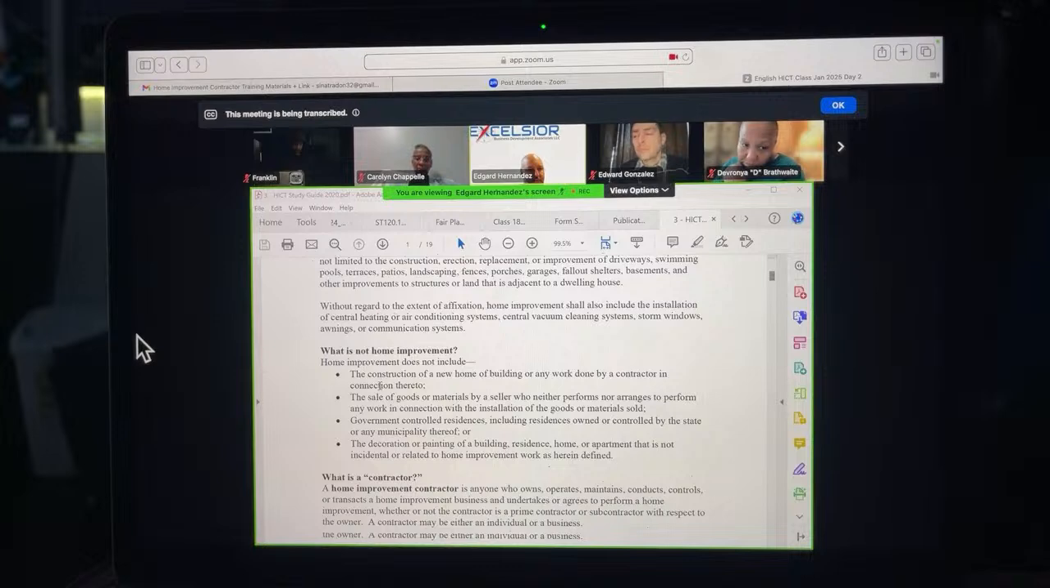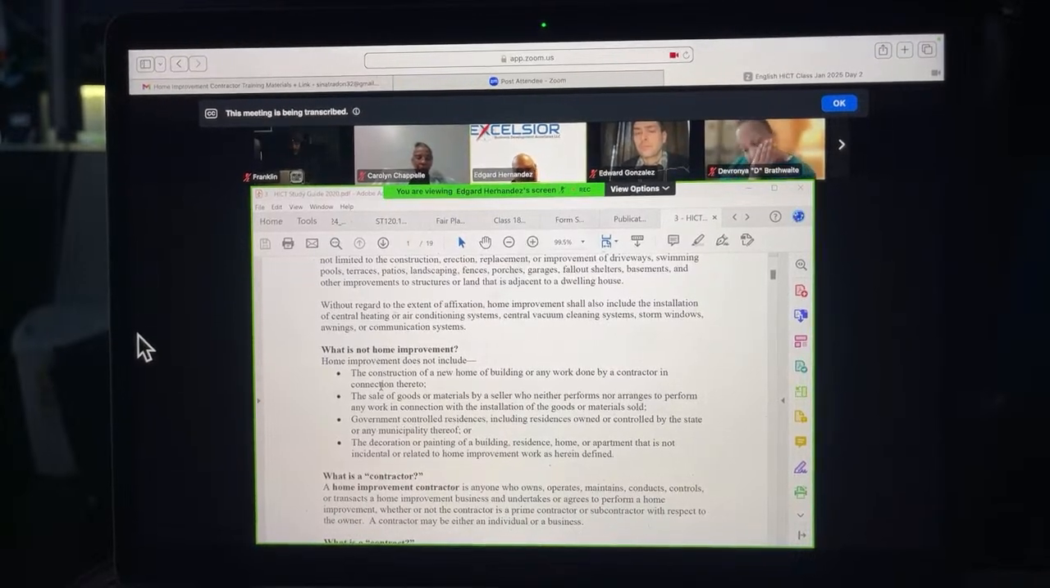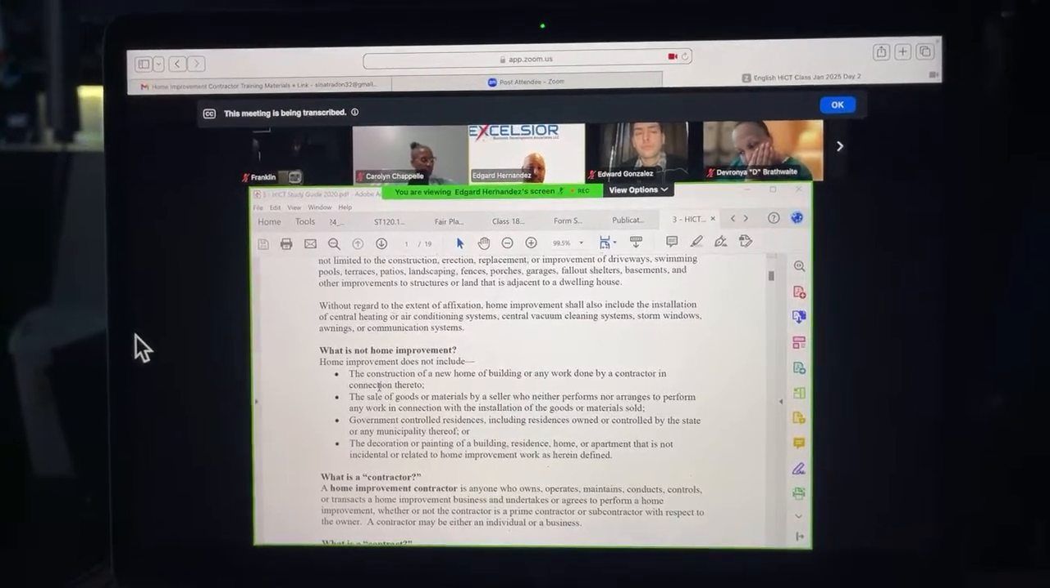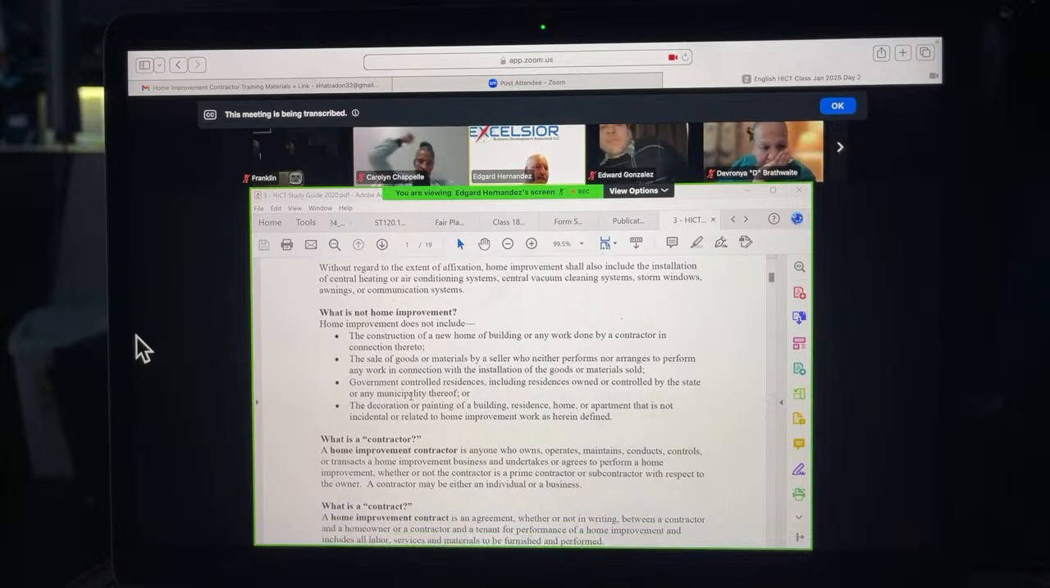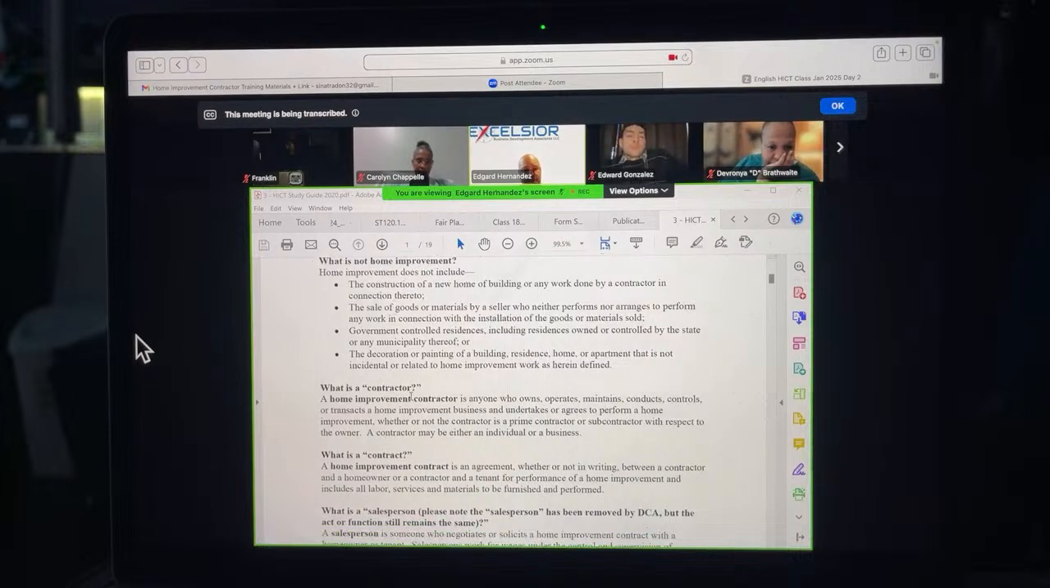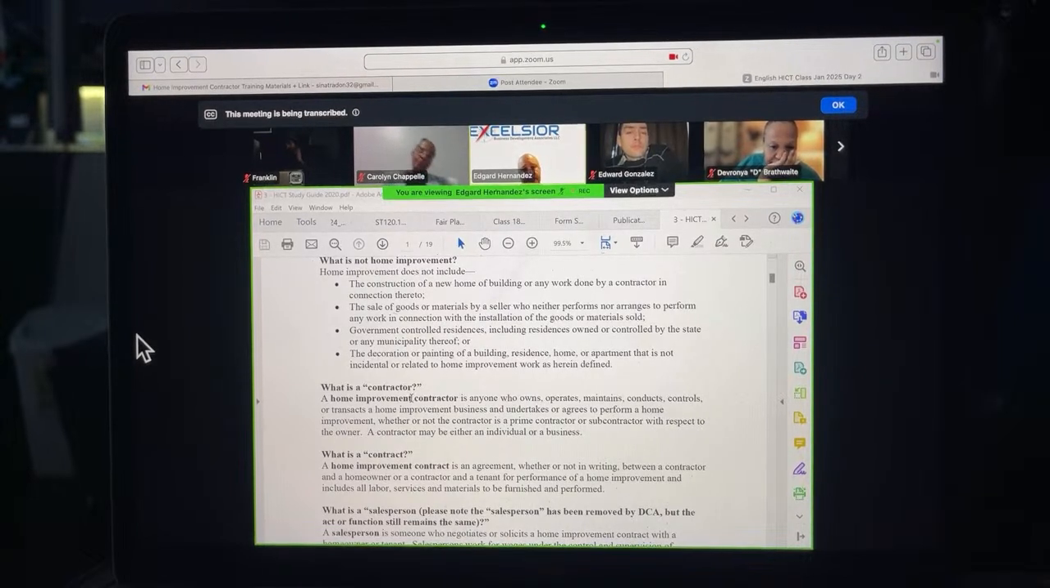Remember, home improvement: you can't do a whole new building, or new construction, if there's no foundation. If it's a plot of land and they say, construct me a new home, a new building, say no, I can't do that. If you're selling goods and materials, you don't need a license for this. And if it's a government building, it's not required.